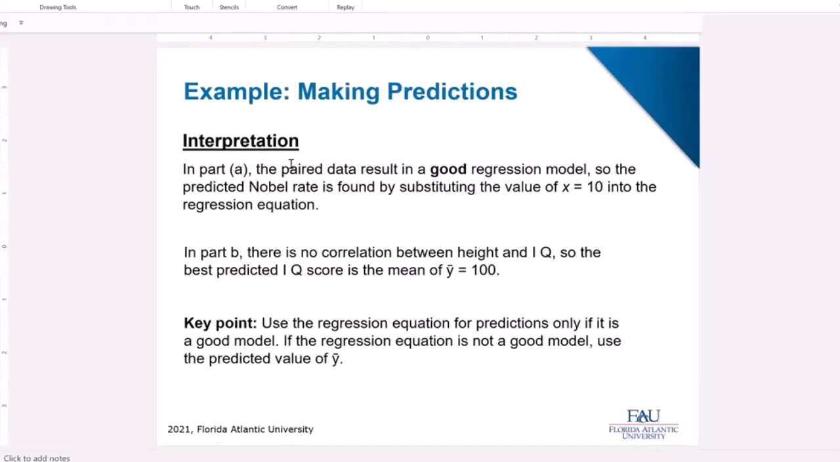Making predictions, interpretation. In part A, the paired data results in a good regression model. The predicted Nobel rate is found by substituting the value of X into the regression equation. In B, there's no correlation, so we use the predicted IQ score, the mean, Y bar equals 100. Key points. Use the regression equation for predictions only if it is a good model. If the regression equation is not a good model, use the predicted value of Y bar.